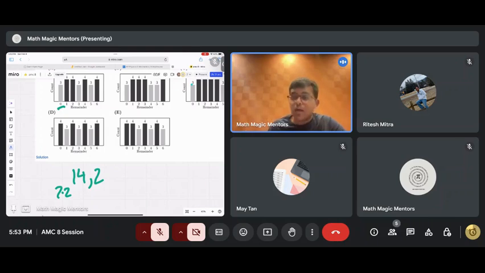We keep adding 14s, because remember, we could have added sevens, but we don't have odd numbers in the set. It's only even numbers. So we add 14 more, we get 28. We add 14 more, and we get 42. We add 14 more and get 56.